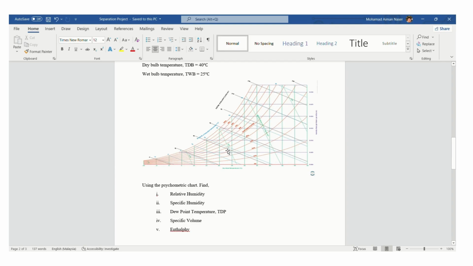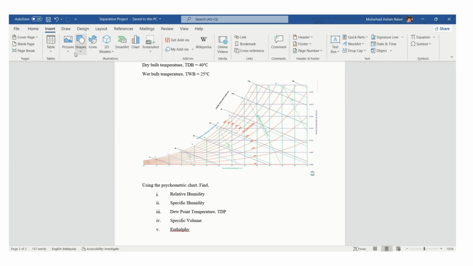I will show you step by step how to solve the question. So, given that dry bulb temperature is 40 degrees Celsius and wet bulb temperature is 25 degrees Celsius. Using the psychrometric chart, find relative humidity, specific humidity, dew point temperature, specific volume, and enthalpy.